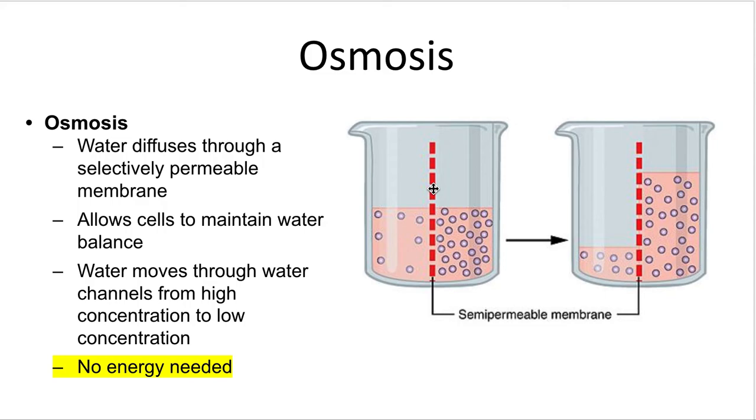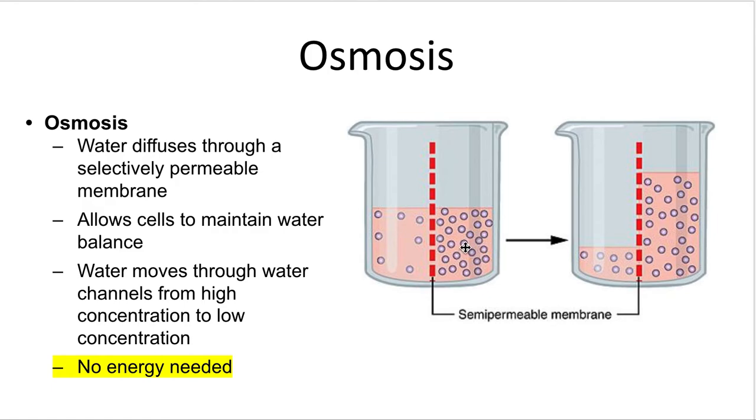So what happens is that water is going to go down its concentration gradient. It's going to go from where there's a lot of water to where there is less water. So if we look at the first beaker, on the left-hand side, there's a lot of water molecules. Everywhere there isn't a little purple dot is a water molecule. On the right-hand side, there are not so many water molecules. There's a lower concentration of water.